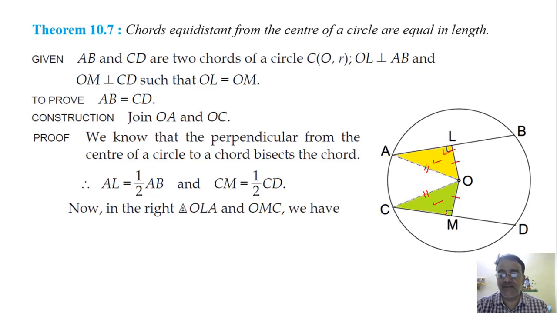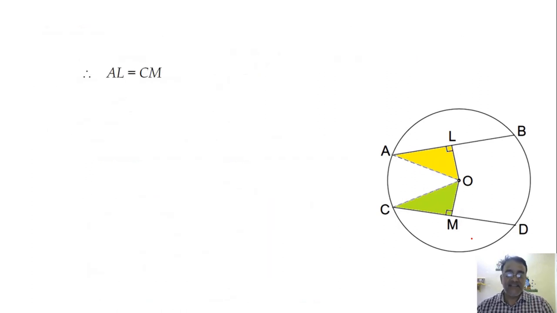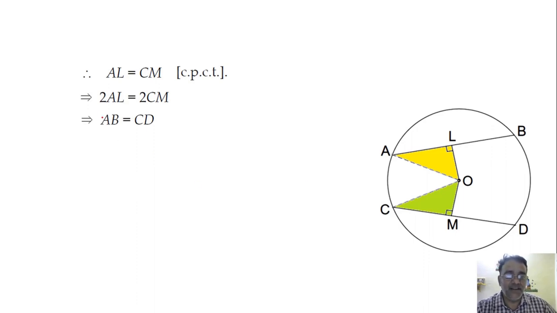And these two angles are equal, each 90 degrees. So these two triangles are congruent by which criteria? RHS congruence rule. Very good. So this will imply AL is equal to CM by CPCT. Now AL was half of AB and CM was half of CD. So 2 times AL will be equal to AB and 2 times CM will be equal to CD. We could also write this as half of AB is equal to half of CD.